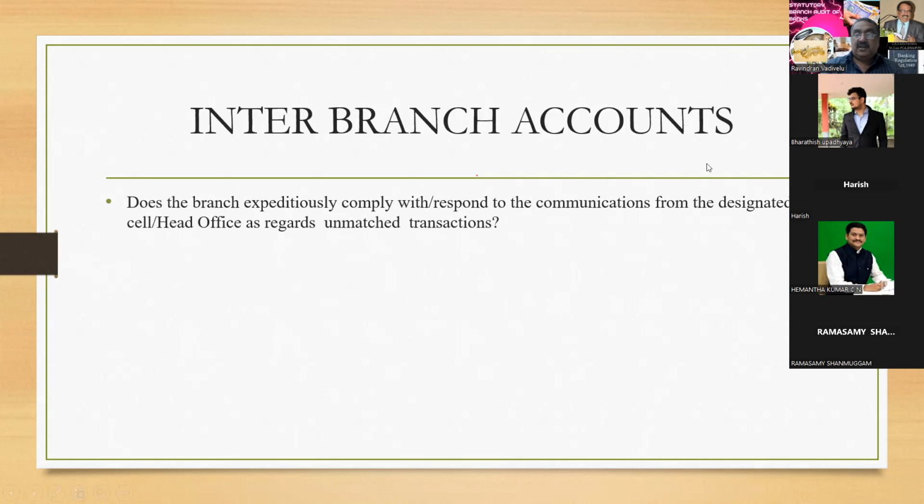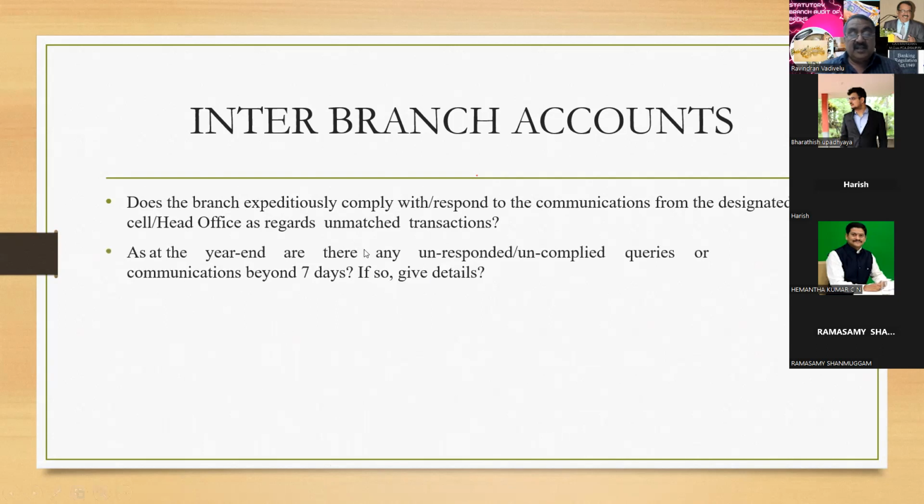Does the branch expeditiously comply with the communications from the designated cell and head office as regards unmatched transactions? Sometimes the head office may issue a letter to the branch saying that these entries have not been matched. For this, you have to ask for the details from the branch. If the manager furnishes those details, you have to go through them very carefully. If there are any unmatched transactions pending for more than 6 months, you have to cover them in your report. And as at the year end, if there are any unresponded or uncomplied queries or communications beyond 7 days, where the head office has sent a letter and the branch has not communicated the details to the head office, and it has been pending for more than 7 days, you have to report that specifically here. These are the specific things that you have to do in your audit.